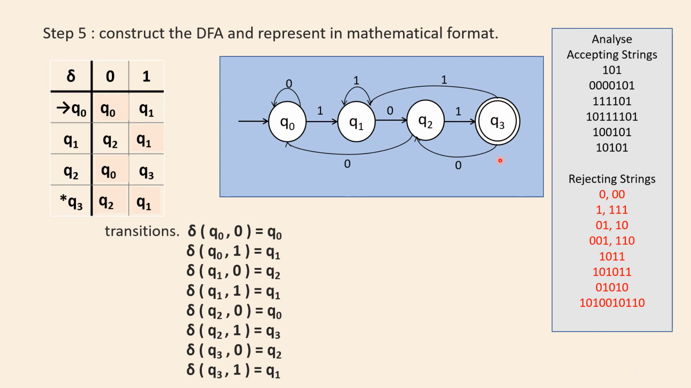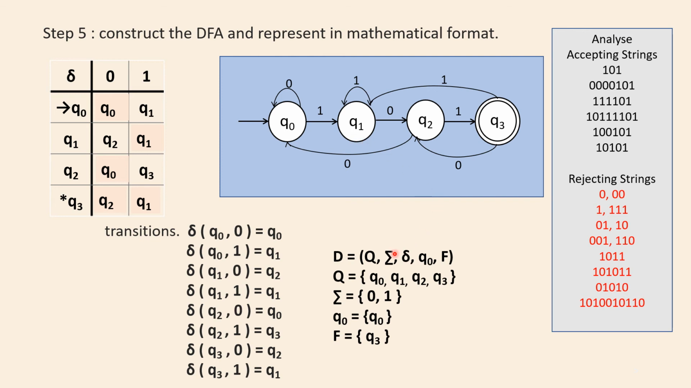We can check whether any rejecting string is being accepted. If any rejecting string is being accepted by the DFA, then the construction is not correct. The mathematical representation: here we have Q representing all the states. I have 4 states, Q0, Q1, Q2, Q3, and the alphabet, that is the input symbols, are 0 and 1. Q0 is the start state, and we have only one final state, that is F, the final state, and these are the transitions we have in the mathematical representation format.